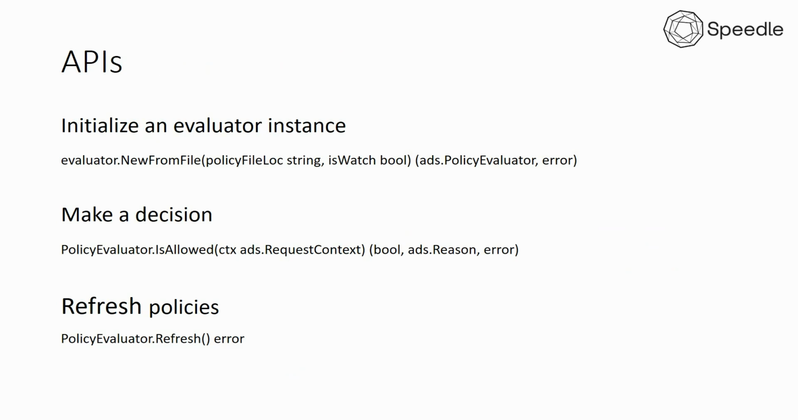The first argument is the file store location, and if the second argument is true, that means if the policy store gets changed, the evaluator will make decisions according to the latest changes. Otherwise, you need to refresh to latest policies manually. The method refresh can do this. To make a decision, the method is allowed. This method accepts a context and returns the decision according to the policies in the policy file.